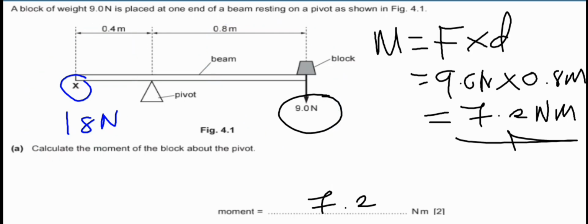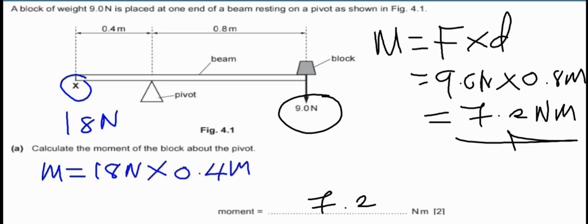Similarly here, I'm going to use the same formula where moment of a force is equal to force multiplied by distance. So in this case here, the force is what? 18 newtons multiplied by the distance, which is 0.4 meters. Then the answer that I'm going to get here, when I multiply 18 multiplied by 0.4, is 7.2 newton meter. As you can see here, it is balancing. The clockwise moment is equal to what? The anticlockwise moment.